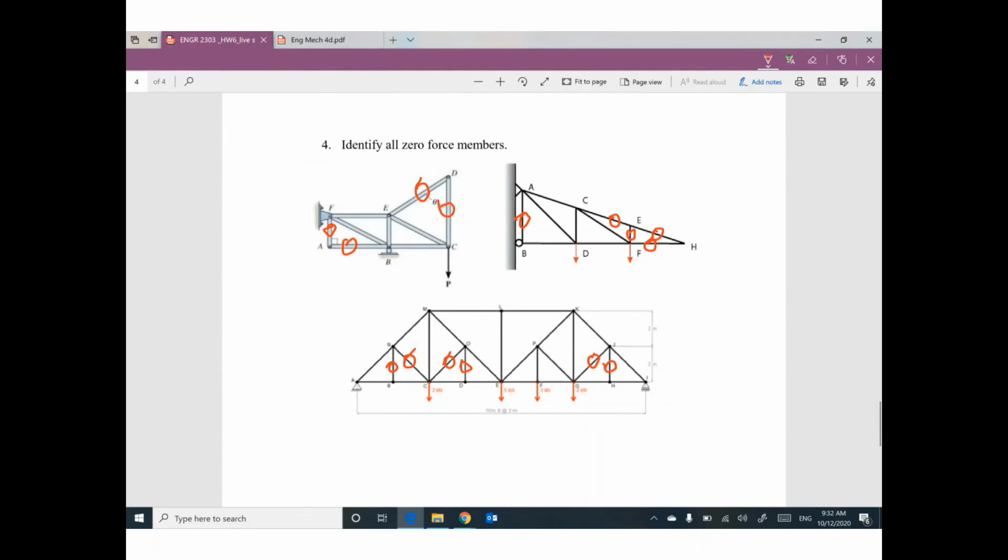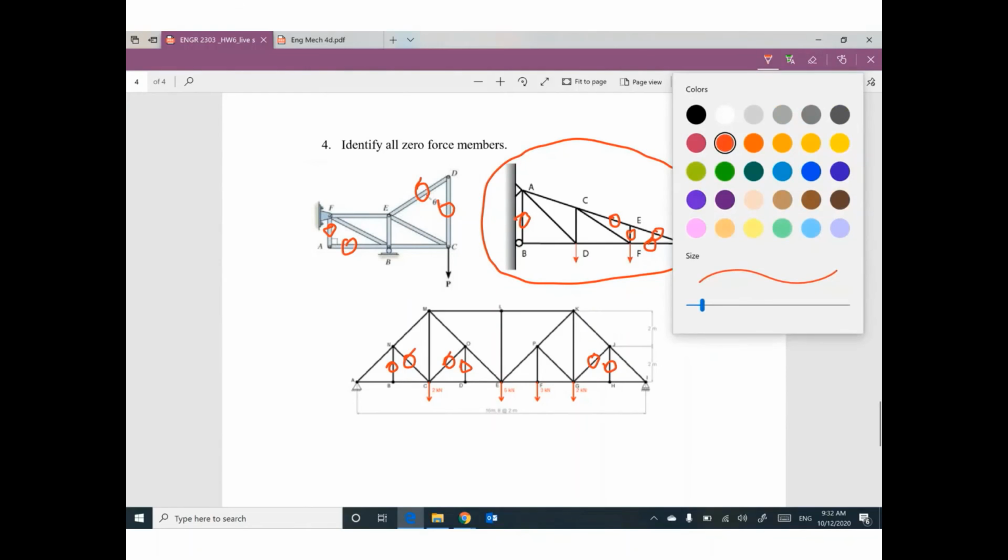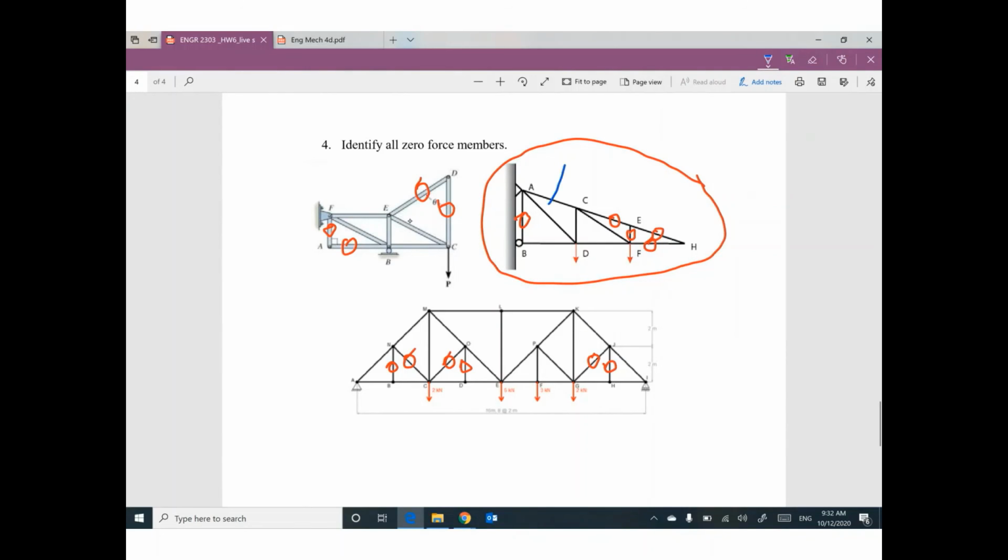Guys, I know some of you will say, hey, why is this member 0? Try to think about it.